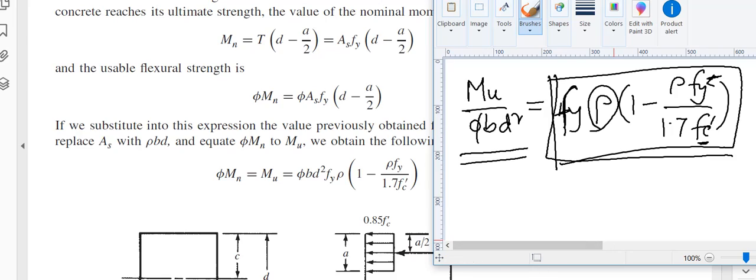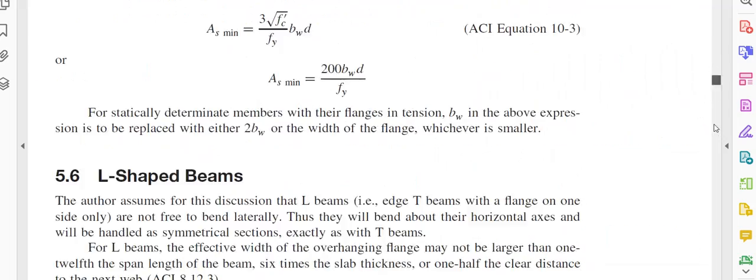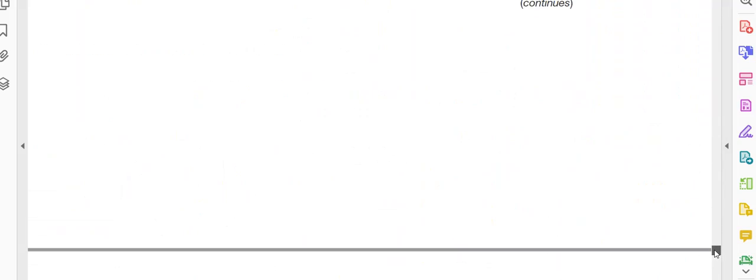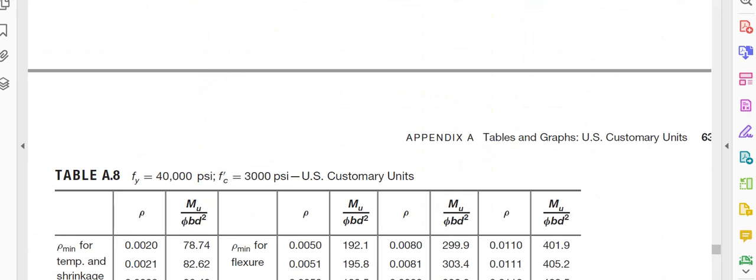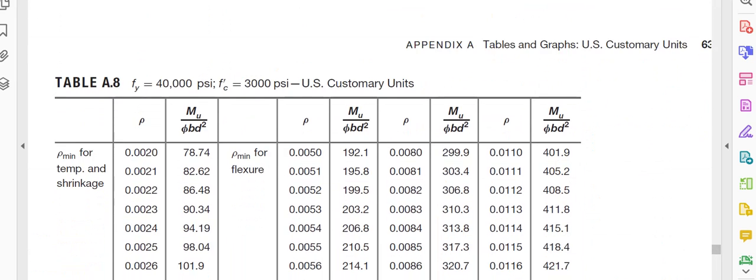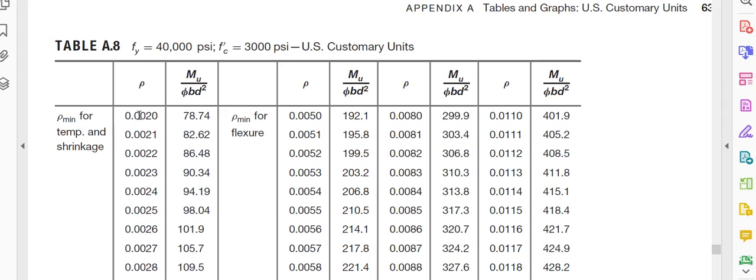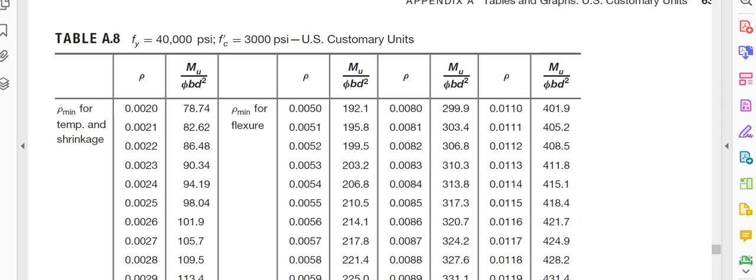I am showing you here this book. If we use another book, no problem, almost all books give this value. In your book, say here this one, table 8 in this book, depending on rho, Mu over phi BD square, that calculation they gave here. So you do not need to calculate it. We will use this depending on my Fy and f prime c. Define Fy, define table. Make sure that you are familiar with this, where it is coming from.